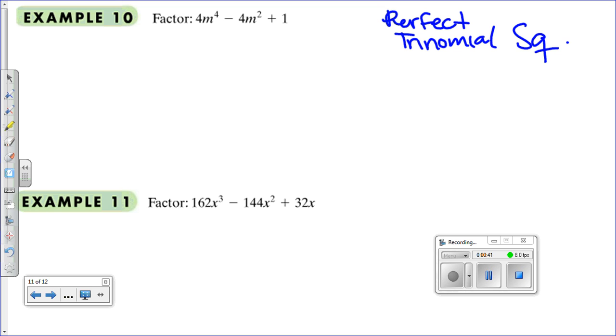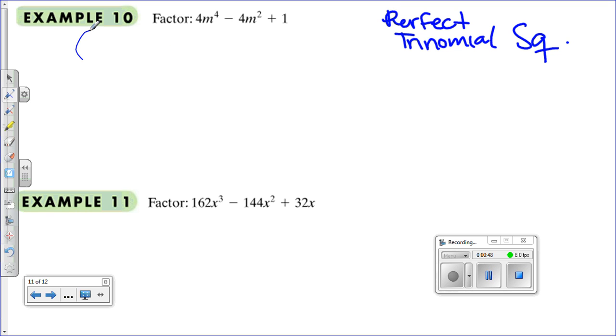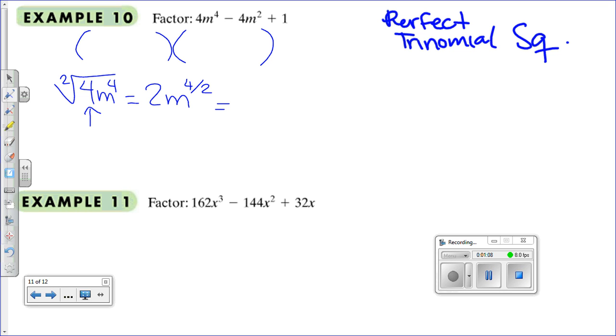And we're almost done with these slides. If you don't have these two problems, just write them down on some notebook paper. What I'm going to do here is take the square root of 4m to the 4th. The square root of 4 is just 2, but the square root of m to the 4th will be m to the 4th divided by 2. Remember how that index becomes the denominator for an exponent. So this will be 2m squared. So the square root of this quantity here will be 2m squared.